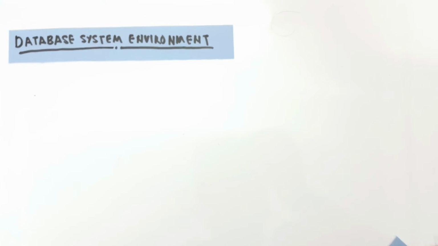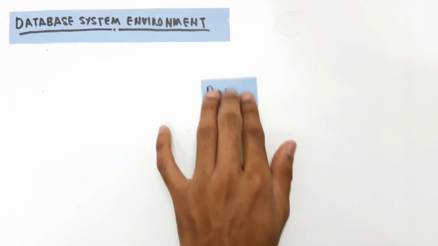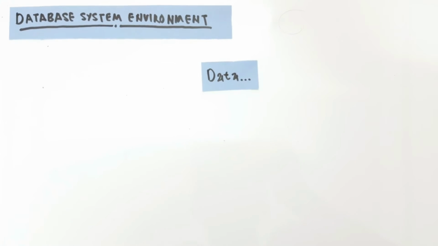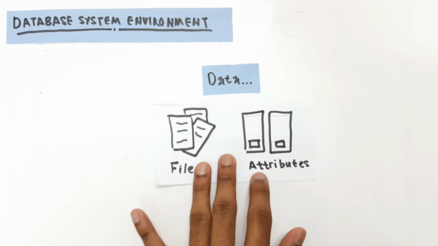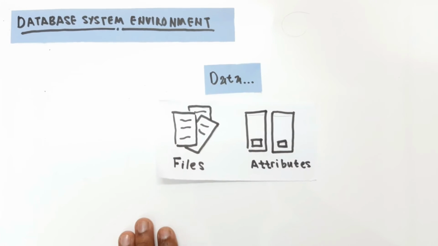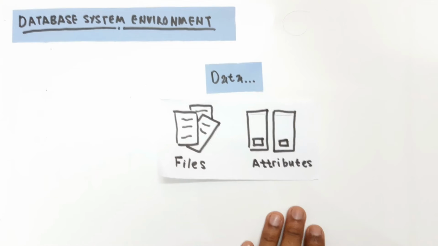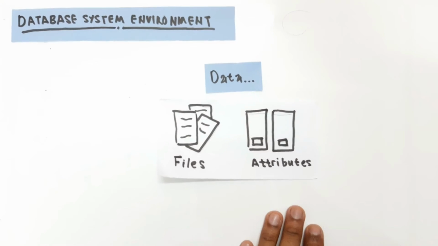Data is a bridge between these two components, which are machine and human. A database contains both the operational data and metadata. Every database consists of tables and attributes, or what we can call a schema, which is the structure of the database.